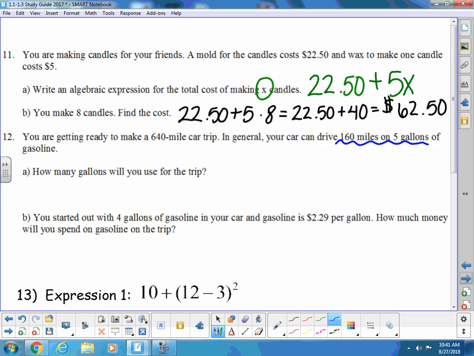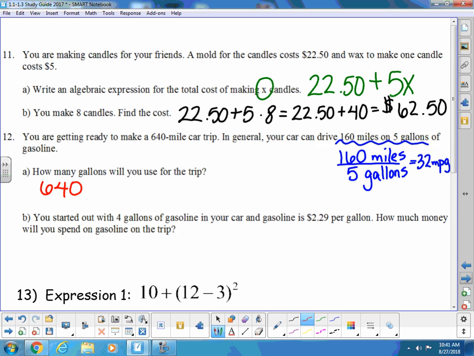Miles per gallon. So if I want to find miles per gallon, I do the miles divided by the gallons. So what does that give you? 160 divided by 5. 32 miles per gallon. How many gallons will I use for my trip? Well, it's a 640-mile trip, and I know I get 32 miles per gallon. What can I do with those two values? You divide 640 by 32.